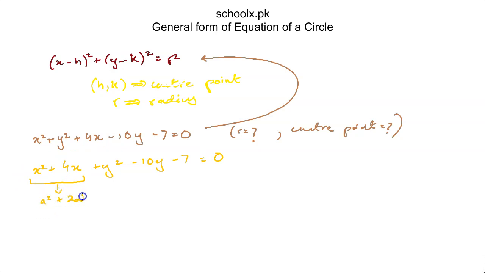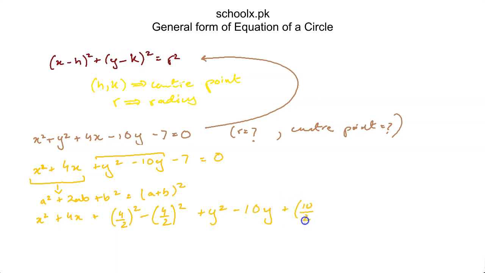a² + 2ab + b² = (a + b)². Same is the case for this expression, y² - 10y. So for that, we'll have to divide b by 2 and add its square into the equation and subtract its square from the equation. So we'll get x² + 4x + (4/2)² - (4/2)² + y² - 10y + (10/2)² - (10/2)² - 7 = 0.